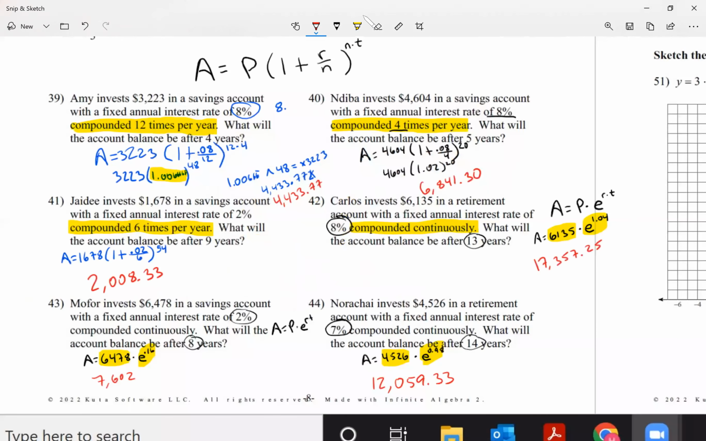Highly recommend you type this out on your calculator. Make sure you get the same results, and then you're good to do your homework.